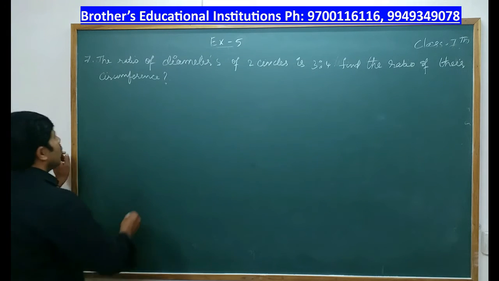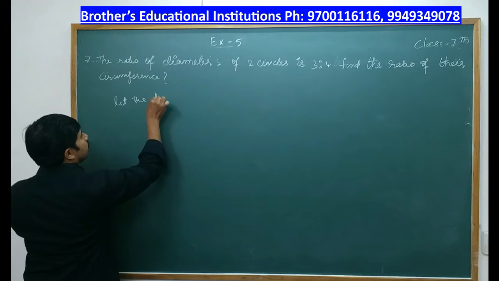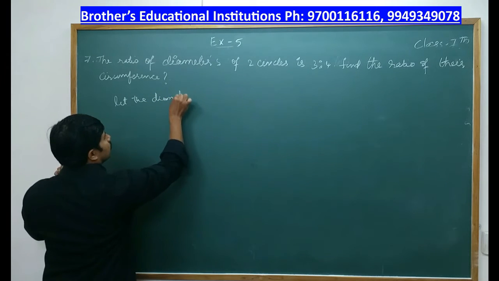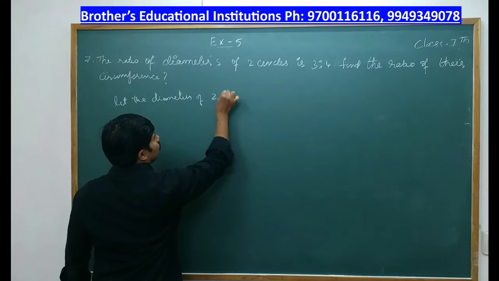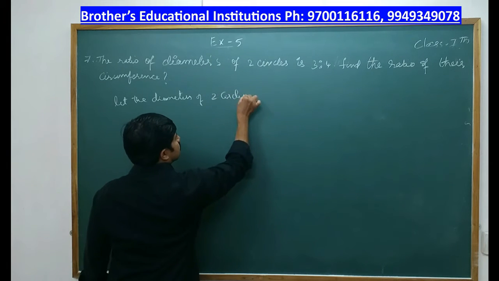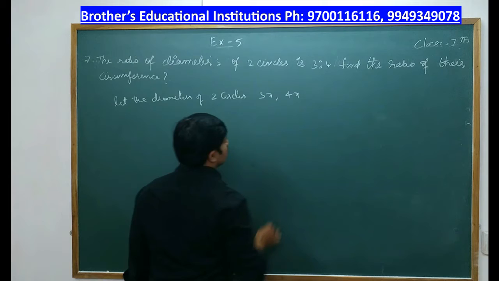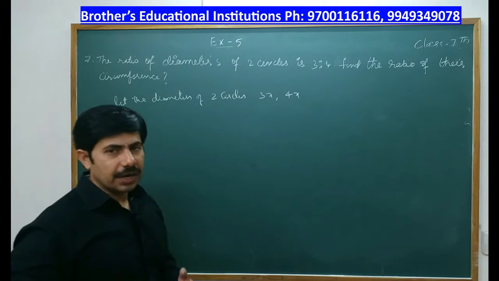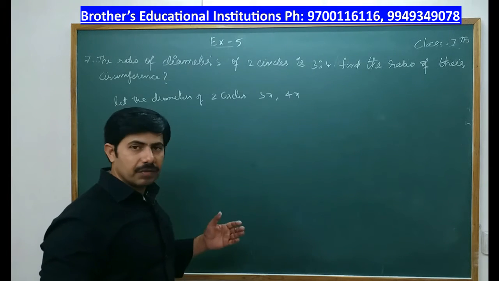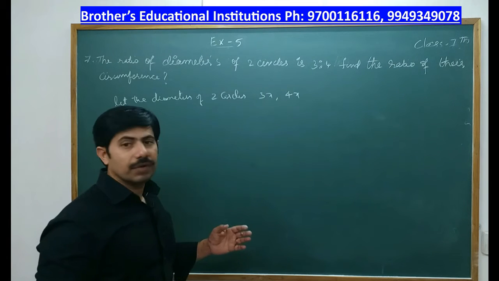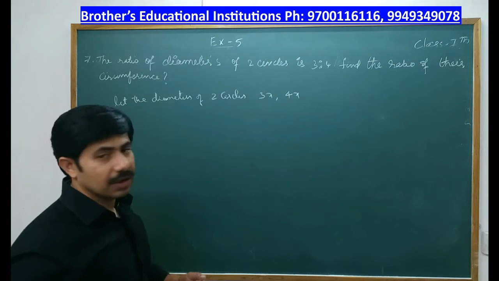So what I will do, I will write it as: let the diameters of the two circles be 3x and 4x. See, 3:4 is a ratio, parts are given. So I am assuming the diameter of the first circle is 3x and the second one is 4x. Now we have to find the ratio of their circumferences.